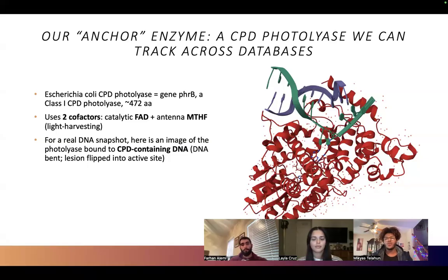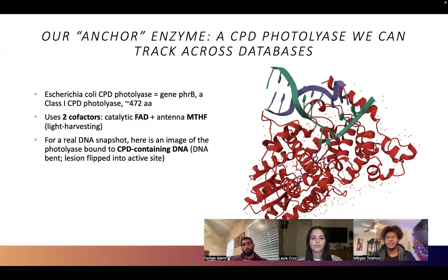And these two cofactors are important within the activity of the catalysis, as MTHF absorbs the UV light and transfers it to the FAD. And one important thing is that the FAD has to be completely reduced, as the reduced form is what has to perform the enzymatic catalysis.